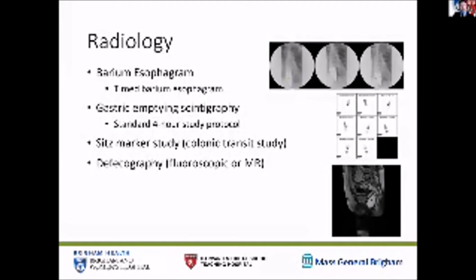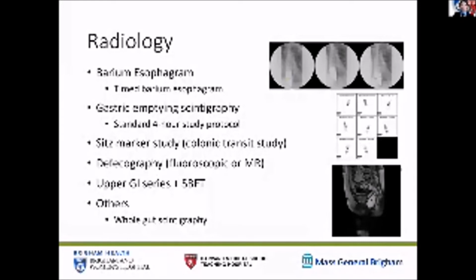Upper GI series and small bowel follow-through may also be helpful, especially as you can sometimes ask the radiologist to assess small bowel transit time or oral cecal time of the barium to give you an idea of small bowel motility. There are some other newer technologies, such as whole gut scintigraphy, that might become useful, although currently it's not widely available, and there's no well-validated normative value for that at this point, but it may become useful technology in the future.